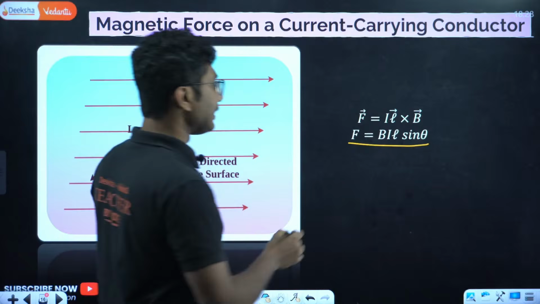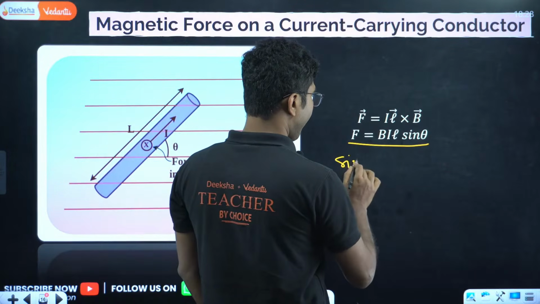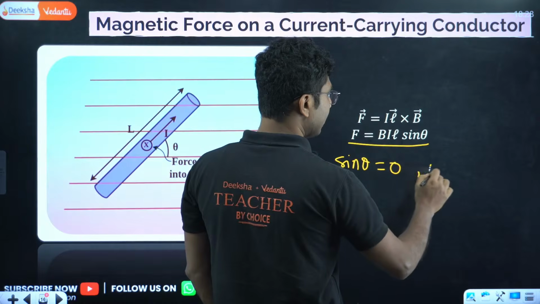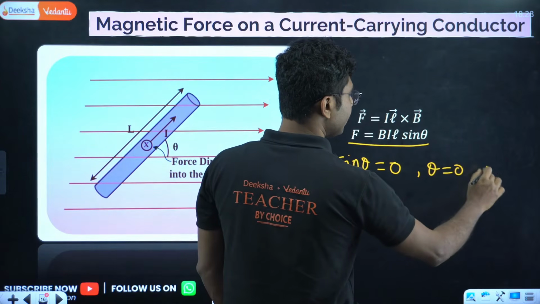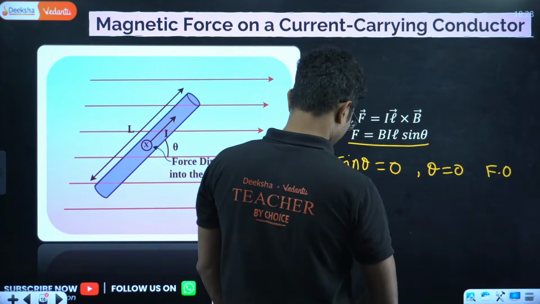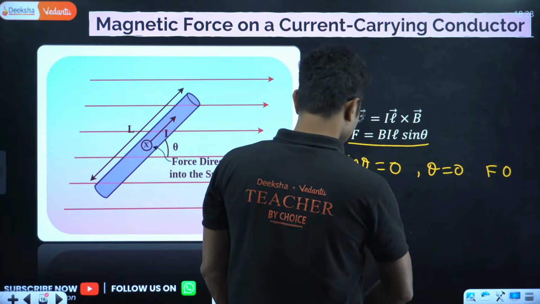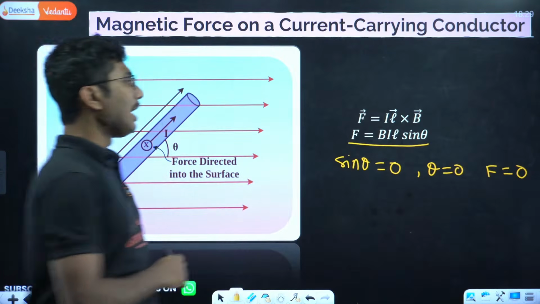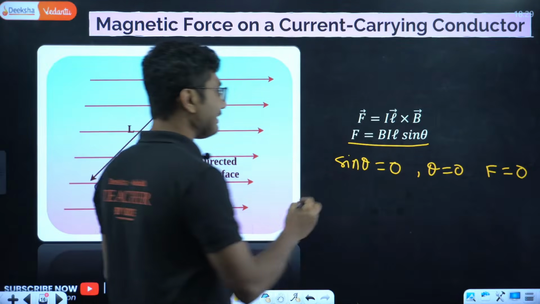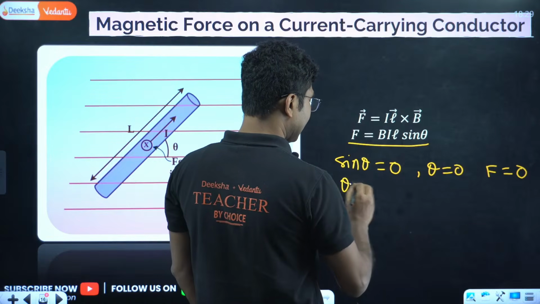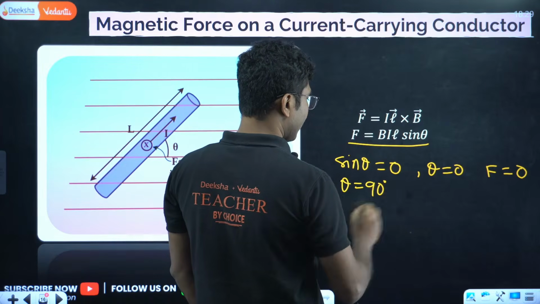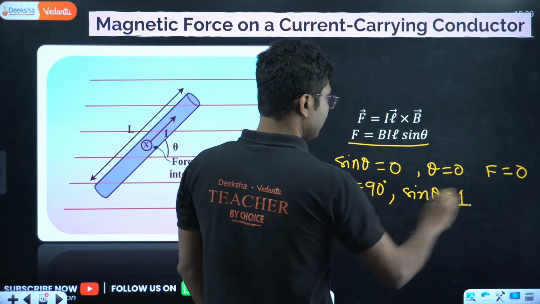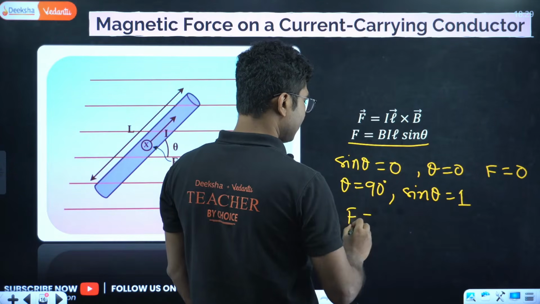Now if sin theta is 0, that is theta equals 0, the force is also 0, right? And if this theta is 90 degrees, sin theta is 1, so the force is maximum.